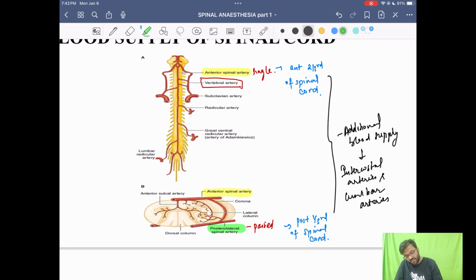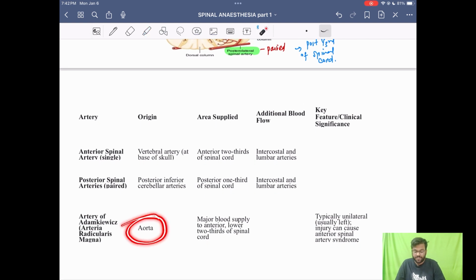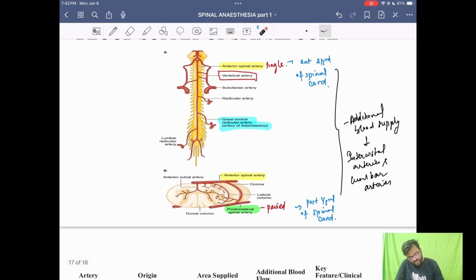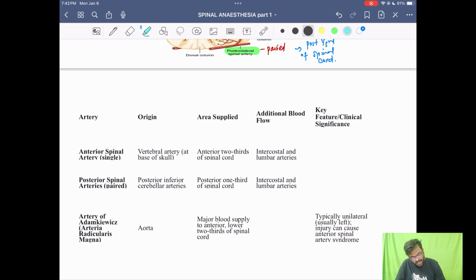And one artery of interest that I want to discuss here is the great ventral radicular artery, also called the artery of Adamkiewicz. Where does this arise from? This is a very important artery which arises from the aorta. It is a major blood supply to the anterior lower two-thirds of the spinal cord, and it is usually on the left side. So what implication does it have? When you are giving a paramedian approach, you usually go through the right side, and if you go through the left side, there is a risk of hitting this artery, and its injury can cause a condition called anterior spinal artery syndrome.